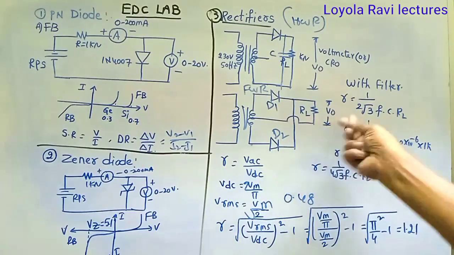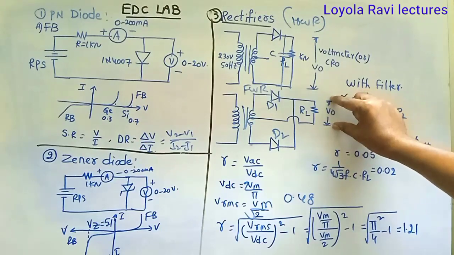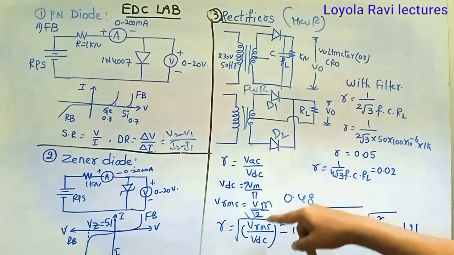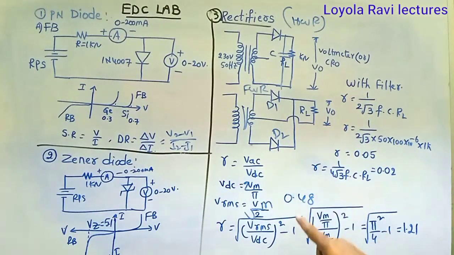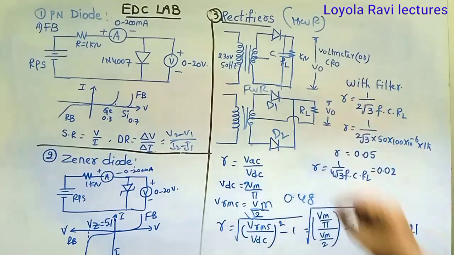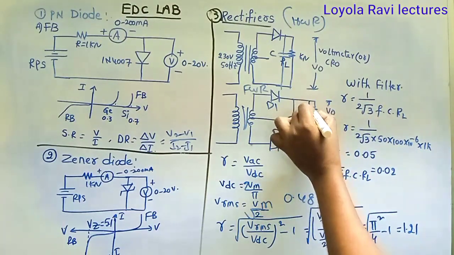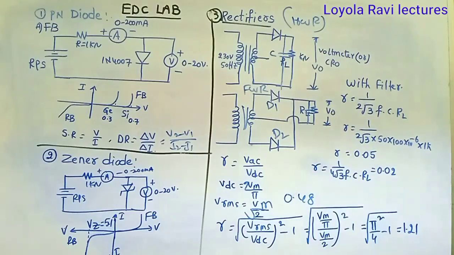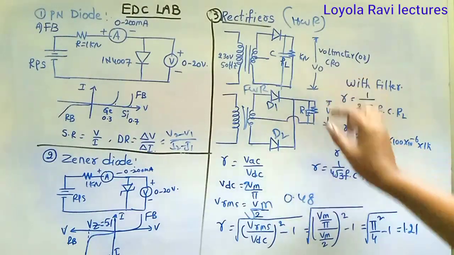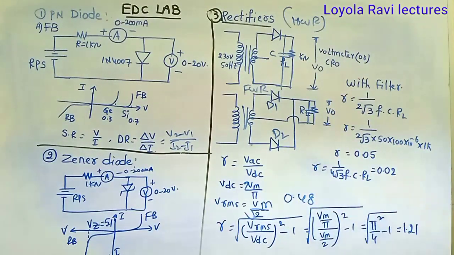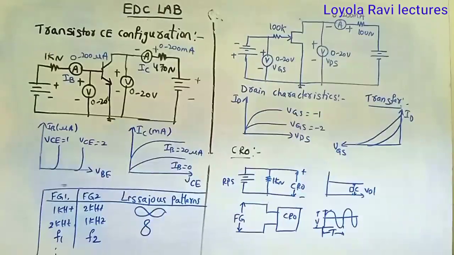So in the voltmeter, you can find VAC, VDC without filter and with filter. That should be equal to 0.48 without filter. If you connect a capacitive filter across the load resistance, you may get 0.02. This is about rectifiers, both half wave and full wave, without filter and with filter.